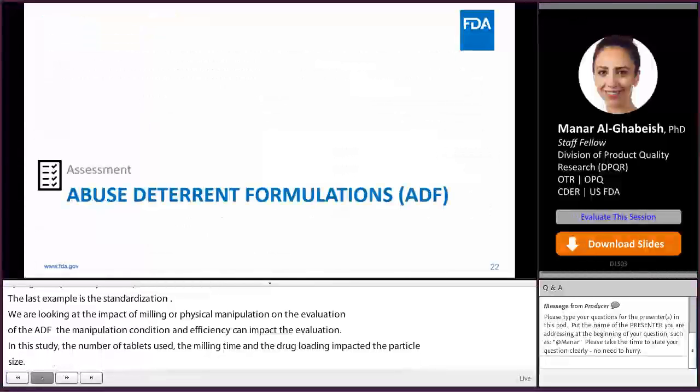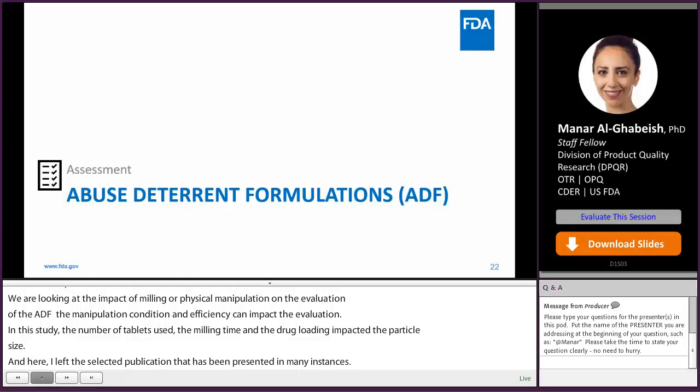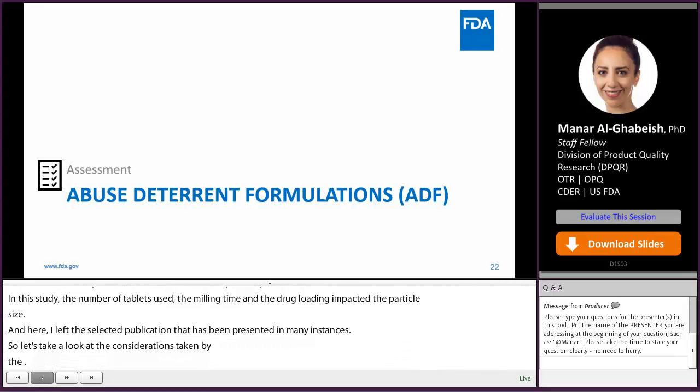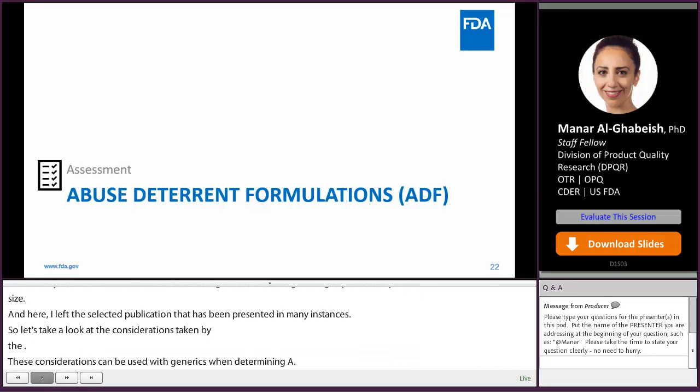Moving to talk about the considerations taken by the agency in assessing generic ADF, specifically the in vitro studies. These considerations can also be used by generics while evaluating AD properties of the proposed drug products and designing the in vitro method. I will be highlighting the logic and the research behind these considerations.